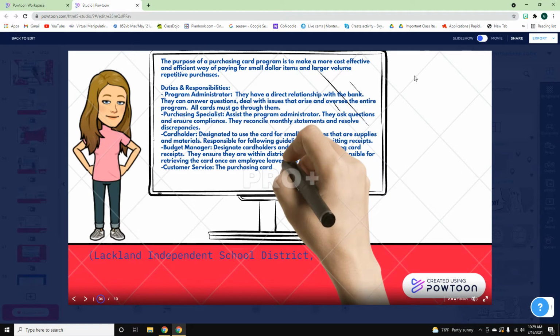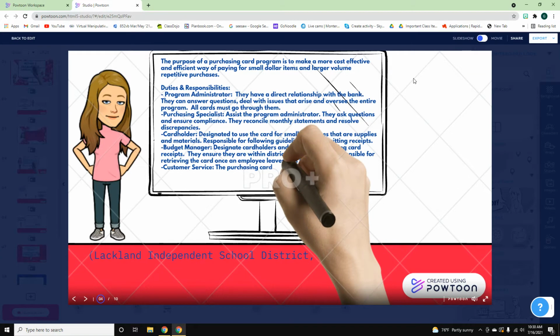One of the duties and responsibilities is the program administrator. They have the direct relationship with the bank, so they can answer questions, deal with issues that arise, and oversee the entire program. All cards must go through them. The purchasing specialist assists the program administrator, reconciles the monthly statements, and resolves discrepancies. The cardholder uses the card for supplies or materials for school, but they need to follow the guidelines and submit receipts monthly.